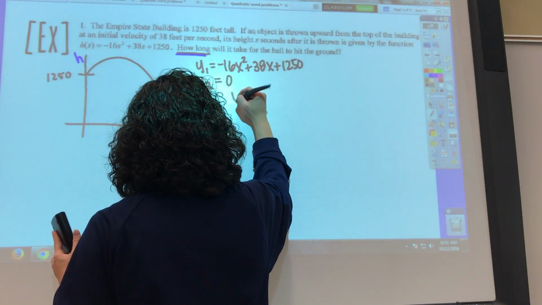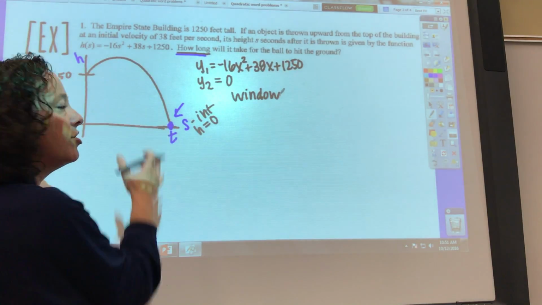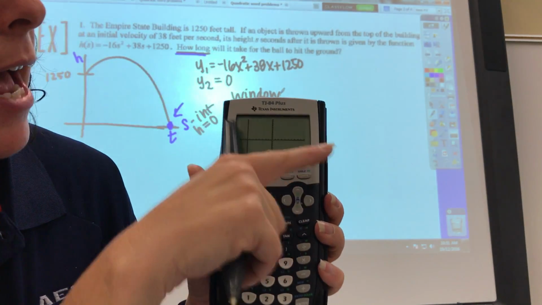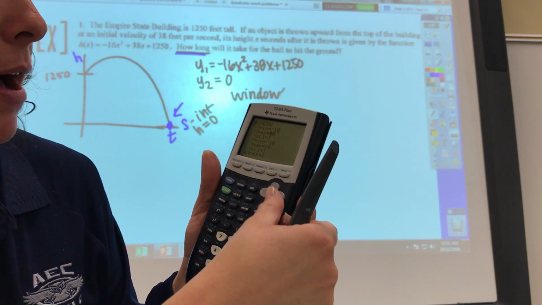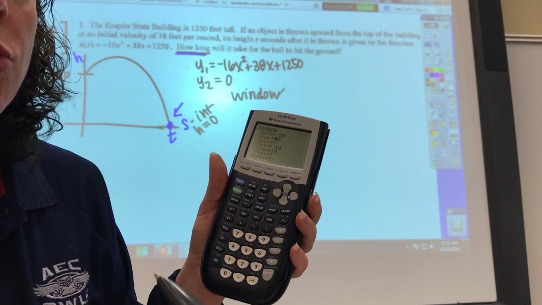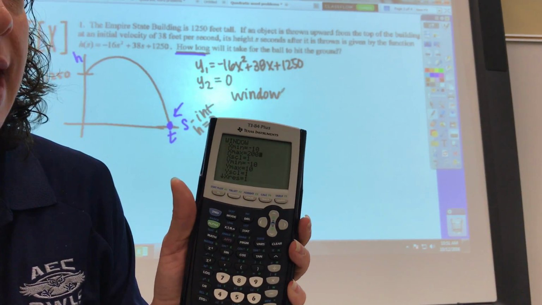Now we need to go to the window, and what do we need to change? We need to see this over here. So on the calculator, that's a higher x value that we need to see. So we go to window, we want to change the x max. Now I'm thinking something large. I'm not sure. You play with it and see. All right, I'm going to put 200. So in x max, I put 200.